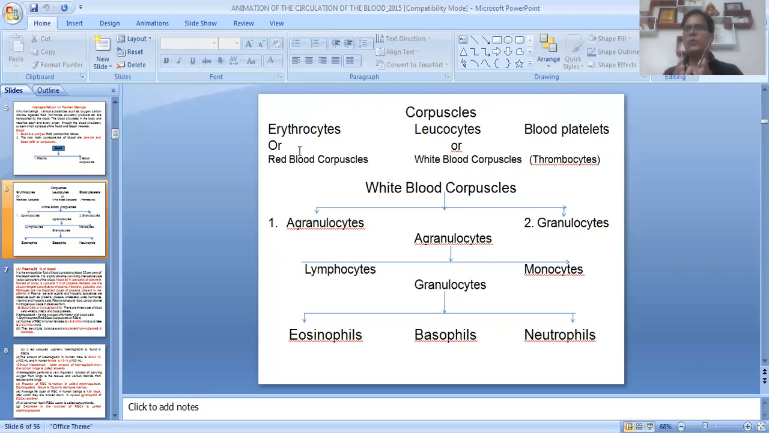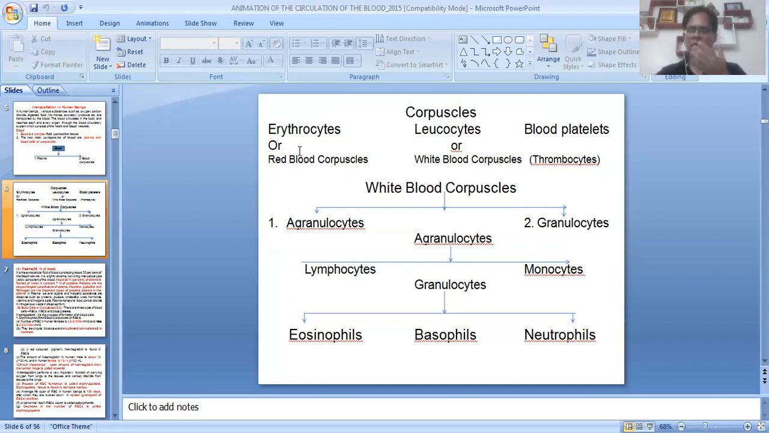As I told you, white blood corpuscles are divided into two parts: granulocytes and agranulocytes. Now we have to divide the agranulocytes. They could be of two types: lymphocytes and monocytes, right? And the granulocytes can also be divided into three parts: eosinophils, basophils, and neutrophils. So, my dear friends, these are very, very important things.